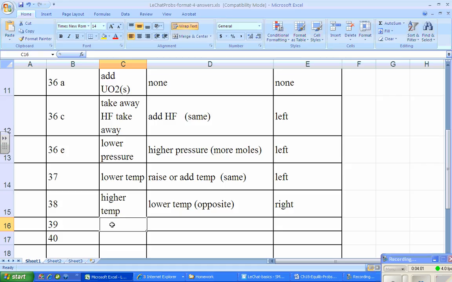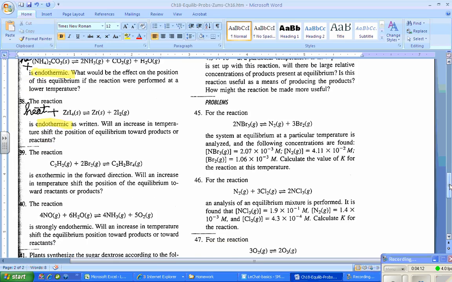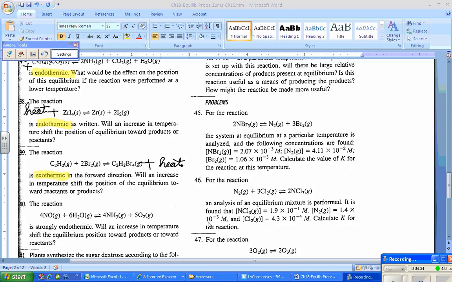Now let's go to number 39. In 39, let's go back over and take a look at the problem. In 39, what do we have? The reaction is a hydrocarbon, C2H2, and bromine is going to make brominated hydrocarbon, C2H2Br4. Wow, that's a lot of bromine on there. And look at this dude. He is exothermic, and that means heat is on the right-hand side, and it becomes a product.